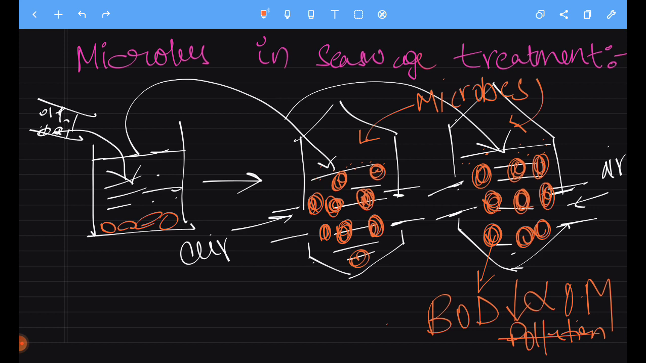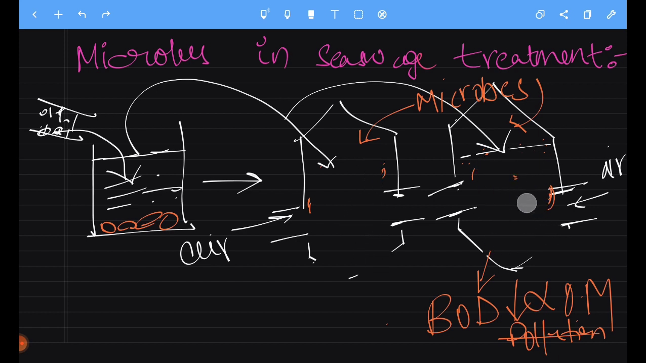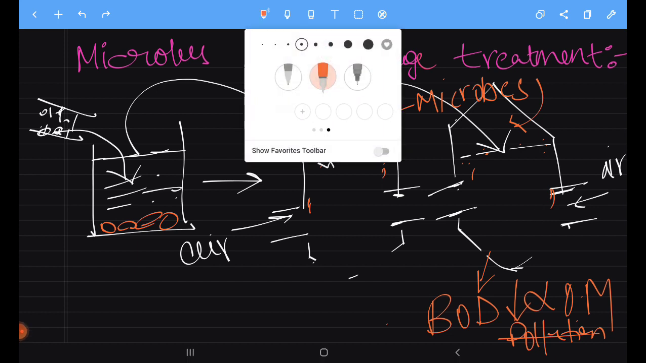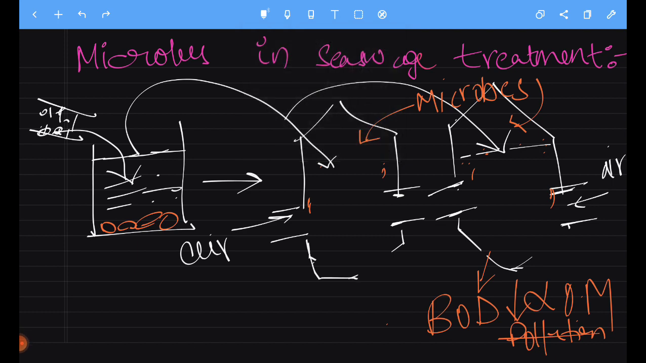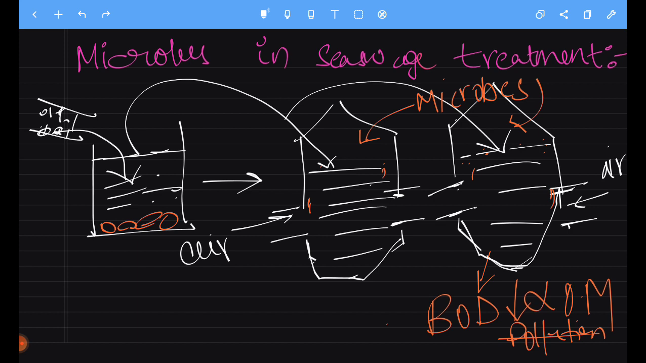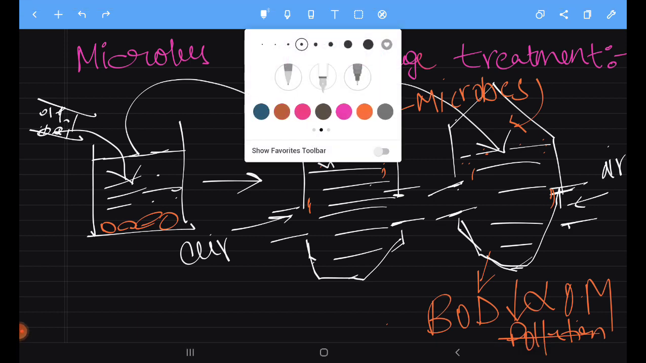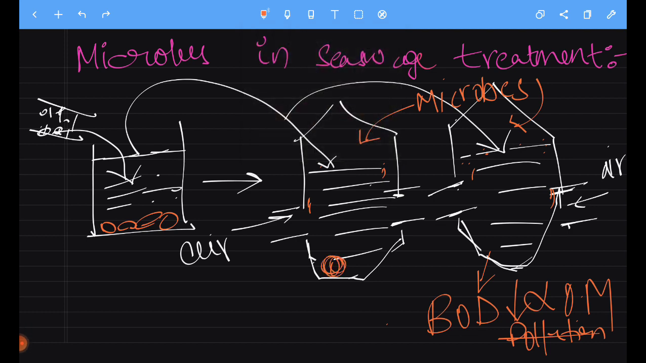After the BOD decreases, after the organic matter decreases, they are allowed again to sediment in order to remove these microbes. Now the pathogens are also removed. This effluent is again allowed to sediment, so these microbial flocks settle down at the bottom of these oxidation tanks.